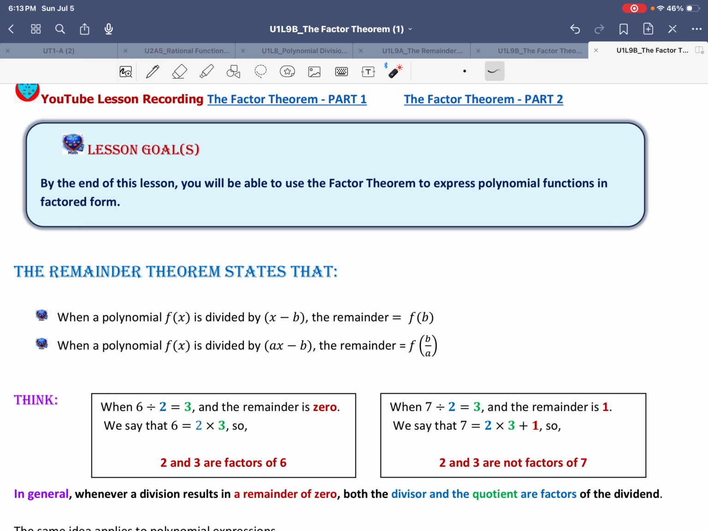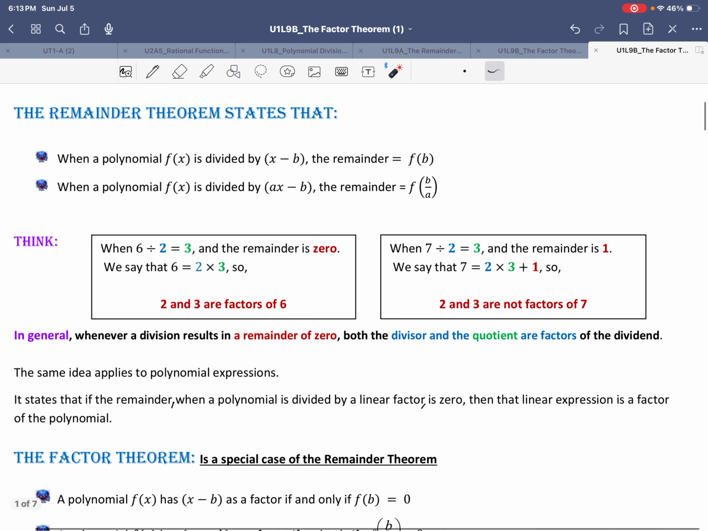Now, let's connect this idea to ordinary numbers. Suppose that we divide the number 6 by 2. The answer will be 3, remainder 0. We say that 6 is equal to 2 times 3, which means that the numbers 2 and 3 are factors of 6. If we were to divide the number 7 by the same number 2, we get the same answer, 3, but this time we get a remainder of 1 in addition. So we're going to say that 7 equals 2 times 3 plus 1.